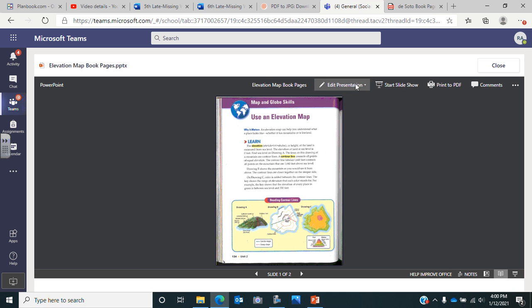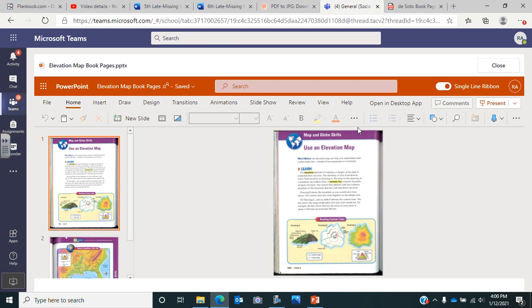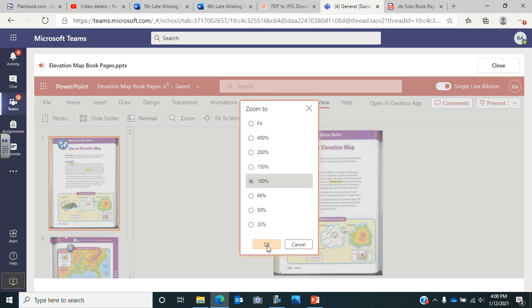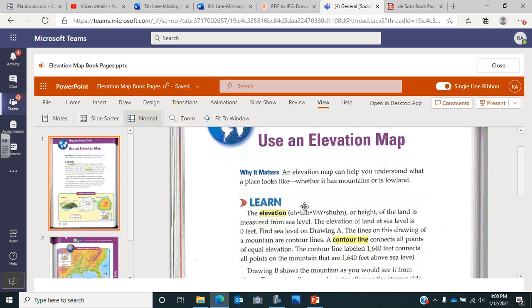When it pulls up, we're going to click edit presentation, edit in browser. That way you will be able to type in the text boxes. And then this first page, I'm going to go ahead and click view, zoom 100%, and click OK. So here we're going to read about what an elevation map is.